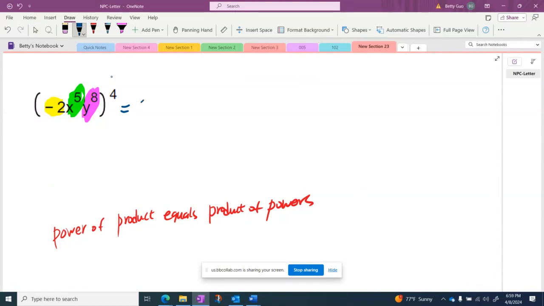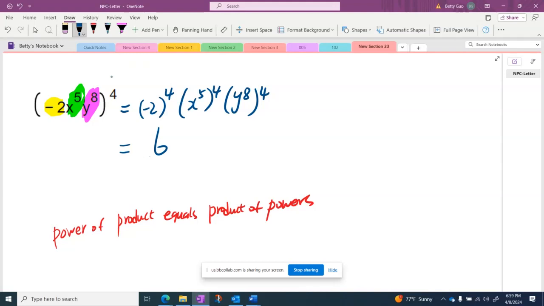How do you do that? Yellow to the power 4, green to the power 4, pink to the power 4. You apply the 4th power on each factor in the base, and then you simplify. What is 2 to the power 4? 2 times 2 times 2 times 2, positive 16.